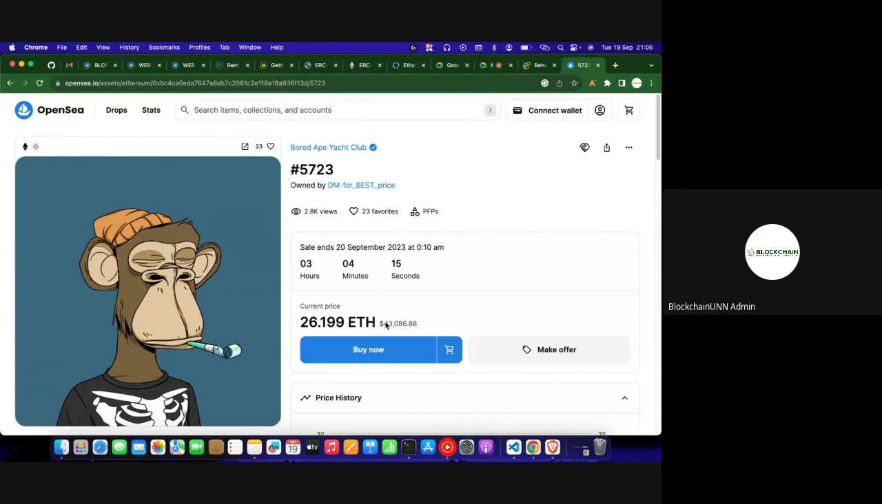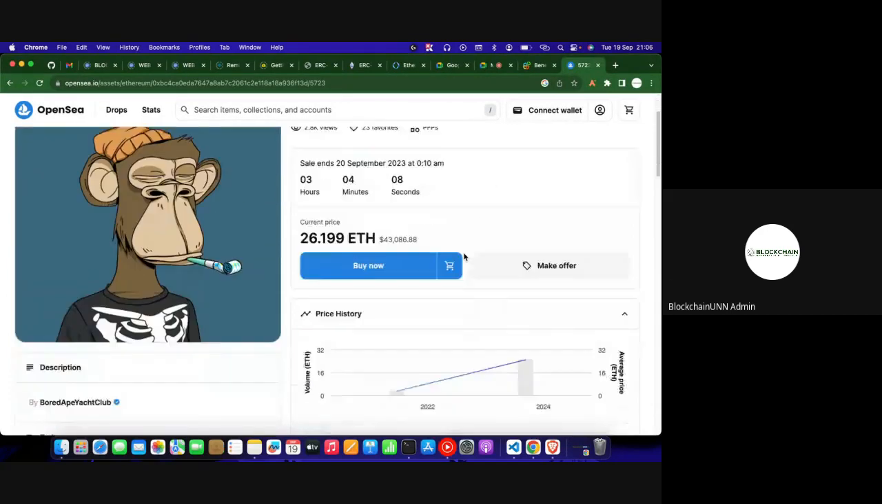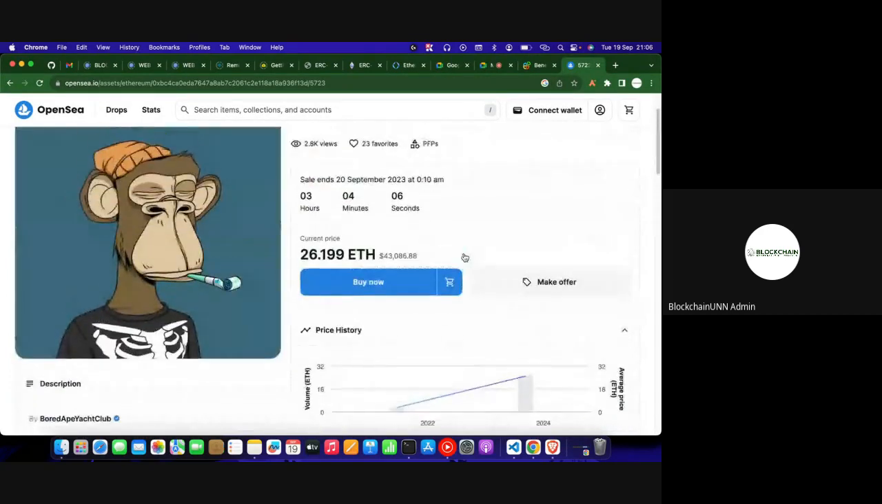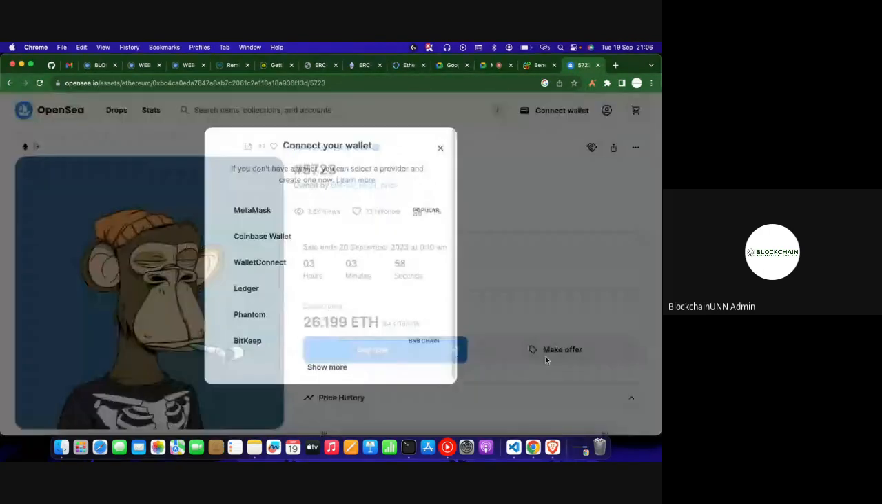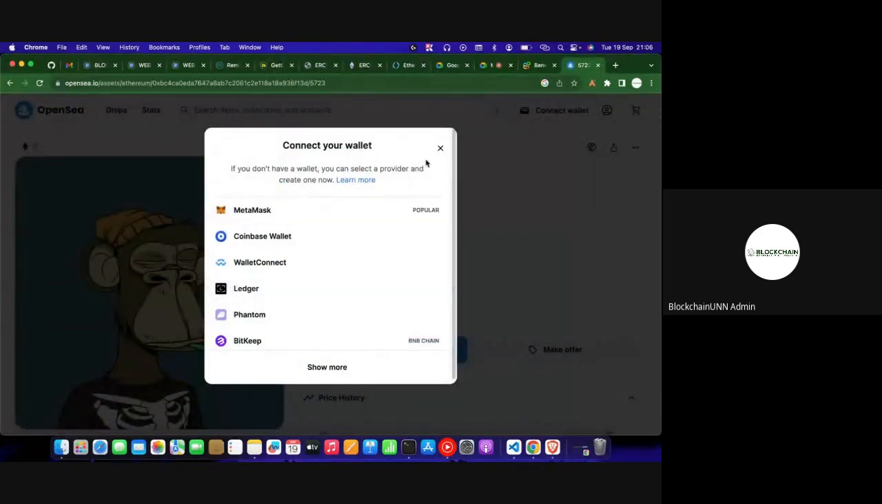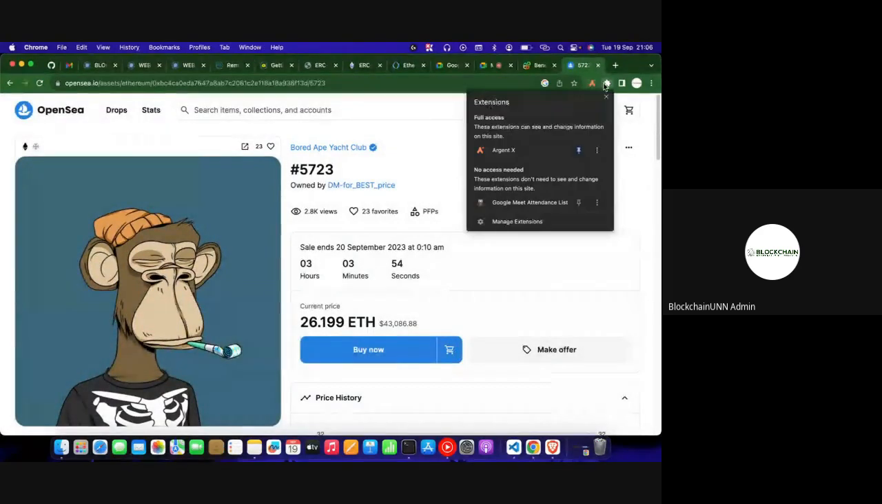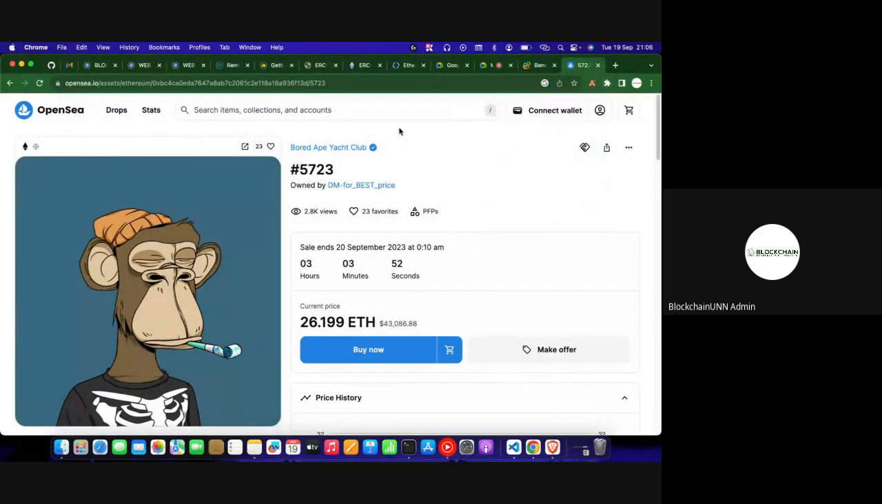Now this person is selling his for like 26 ETH, right? And as you can see that's like $43,000, the money that will change my life. So of course, if I want to buy, you can click on buy now, well, that's if you have that much money. I don't, but you can also make an offer. I don't think I have MetaMask on this particular extension. Let's move to another of my profiles where I have MetaMask on.